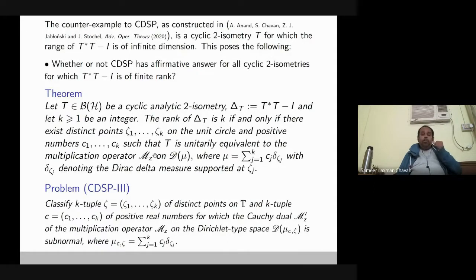And this theorem allows you to reformulate the Cauchy dual subnormality problem. We call it version 3. Classify k-tuples, because now the information about the measure is stored in the coefficients cj and the points zeta j. So classify k-tuples zeta 1, zeta 2, up to zeta k of distinct points on the circle, and k-tuples c1, c2, up to ck of positive real numbers for which the Cauchy dual M z prime is subnormal.